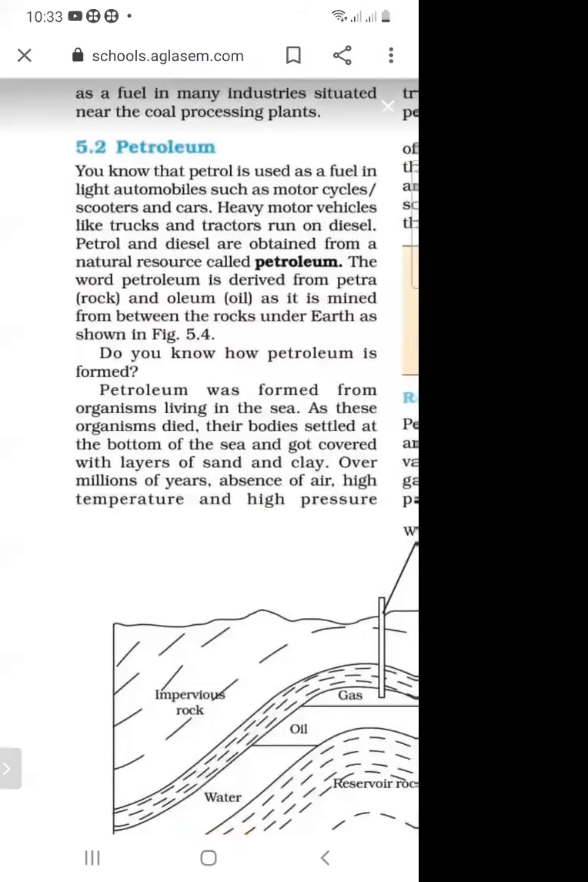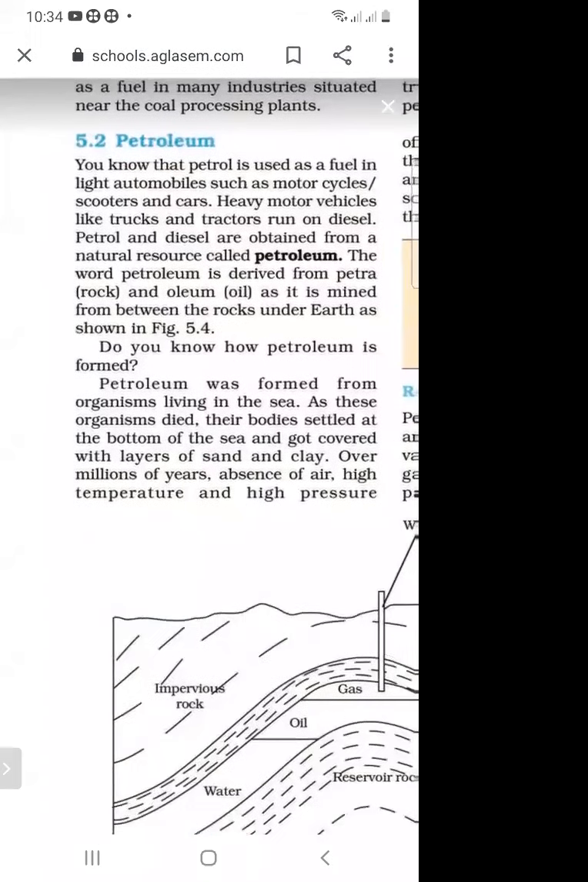And how are petrol and diesel obtained? Petrol and diesel are obtained from the natural resource called petroleum.